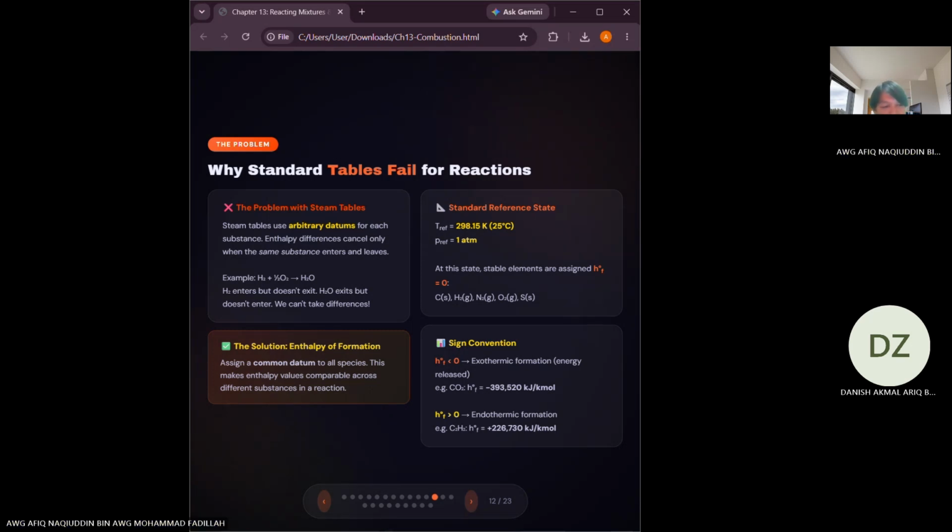The problem is that different tables use different arbitrary datums for their enthalpy values. If I add the enthalpy of H2 from one table to the enthalpy of O2 from another, the arbitrary zeros don't cancel. The numbers are meaningless together. The solution is to establish a single common datum for all substances. This is achieved using the enthalpy of formation.